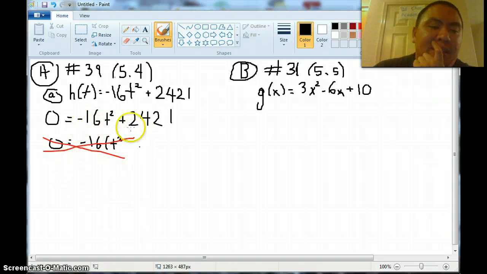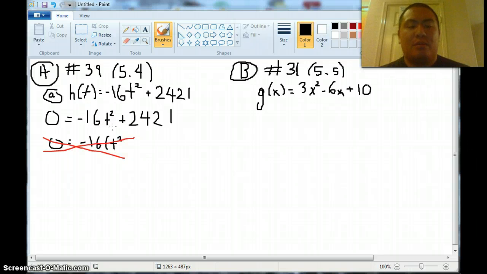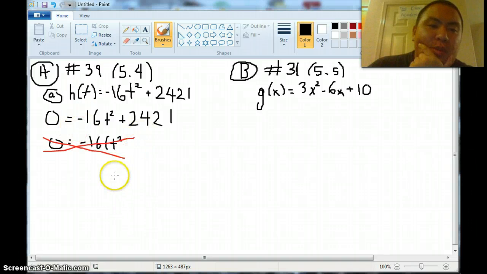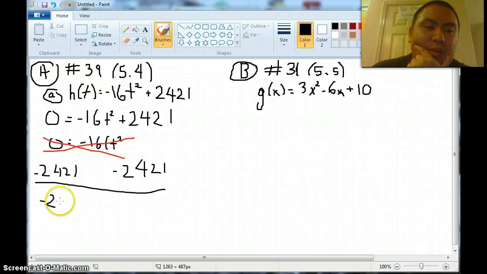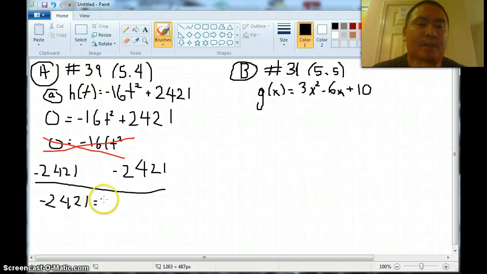Now let's say I wanted to solve for t. That's ultimately what I'm solving for. I set the height equal to 0, that's h of t, the height is 0. So what I'm going to do is subtract 2,421 from both sides. That should leave me with negative 2,421 equals negative 16 t squared.